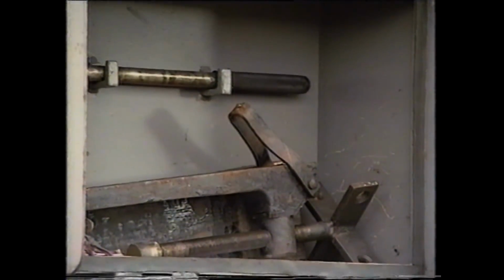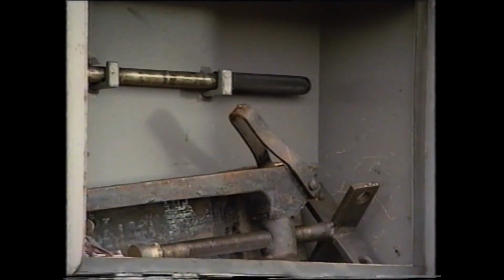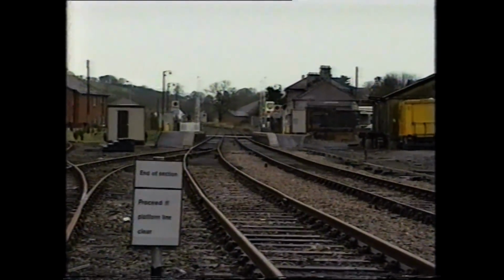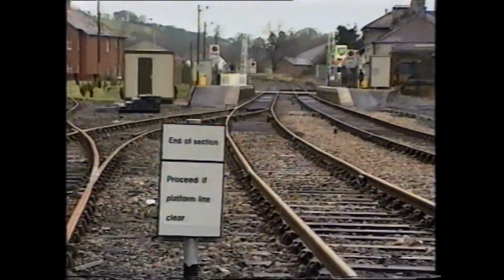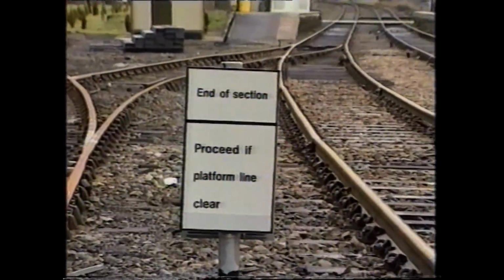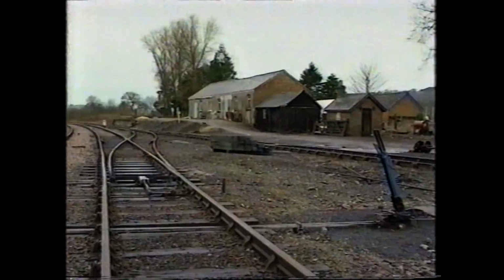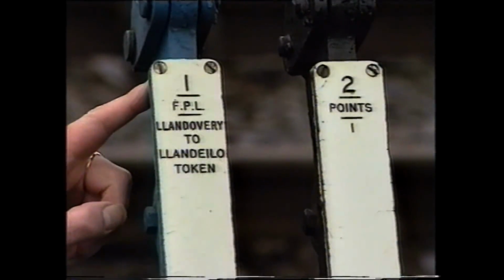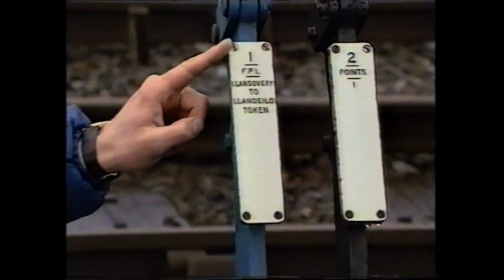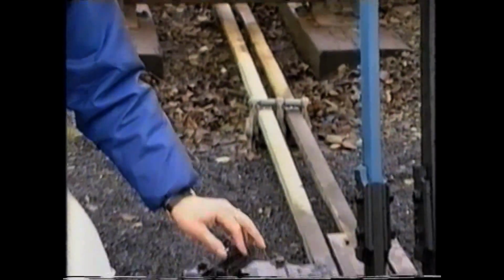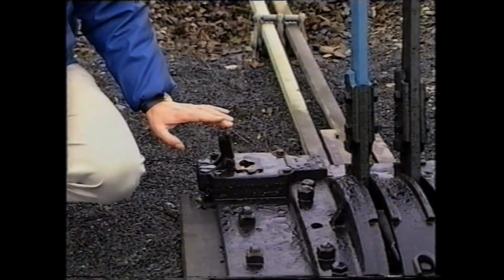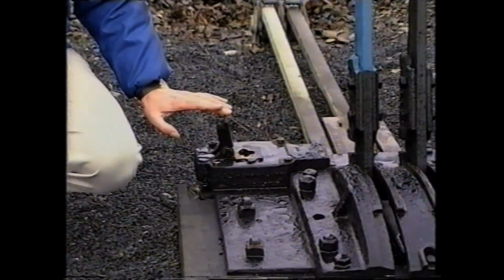Once the train has passed clear of the facing connection into the passing loop, the driver will find a board marking the end of the single line section and authority to proceed into the platform line if clear. Any connections into yards or sidings will be operated from ground frames. A facing point lock secures the connection in the normal position, and the token is necessary to unlock this lever.